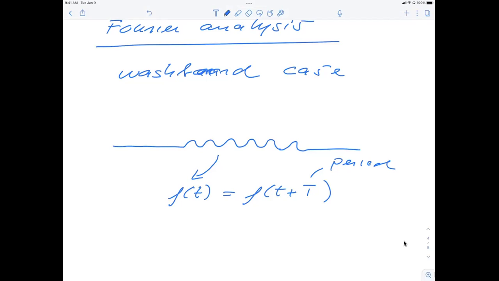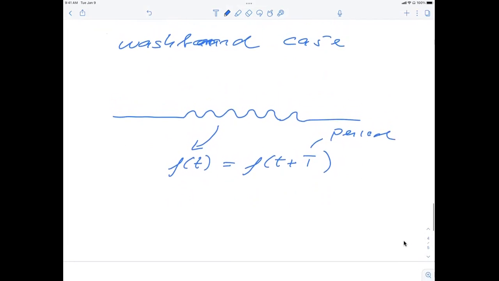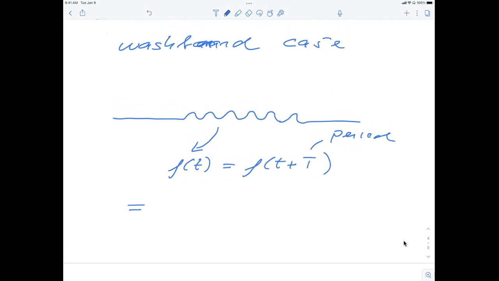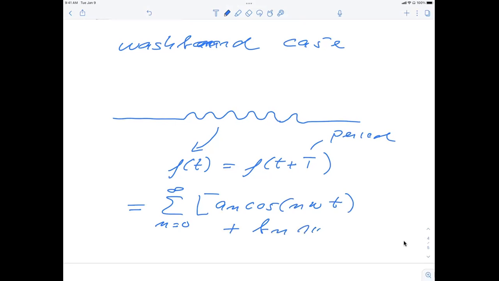So Fourier's theorem, I'm just going to write this like this. So we can actually expand this in terms of a series. And this series is actually going to look like something like this. So there's going to be a sum from n equals 0 to infinity. There will be a coefficient, which is a_n, times a cosine of n times some frequency times time, plus b_n times sine of n omega t.